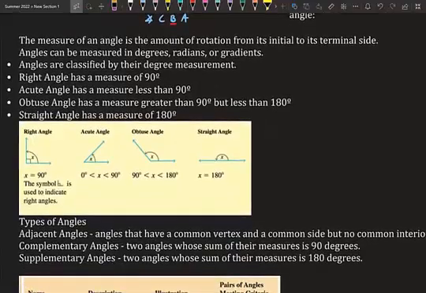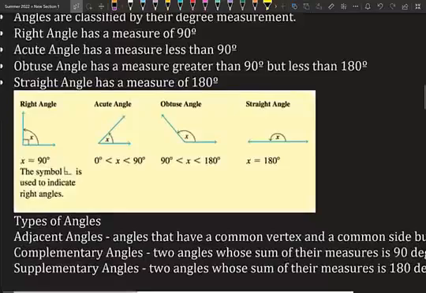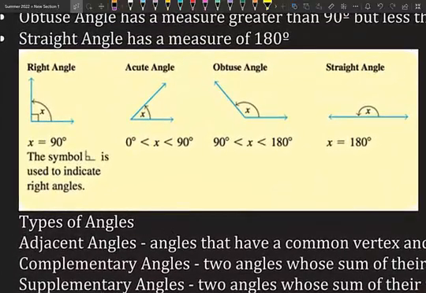The measure of an angle is the amount of rotation from its initial side to its terminal side. Angles can be measured in degrees, radians, and gradians. Angles are classified by their degree measure. Right angles have a measure of 90 degrees. Acute angles have a measure less than 90 degrees. An obtuse angle has a measure greater than 90 degrees but less than 180 degrees. Straight angles have a measure of 180 degrees. So here is an example of each of them.